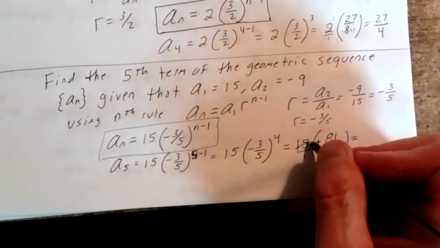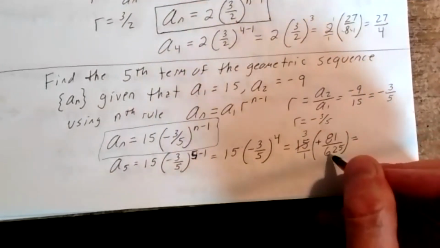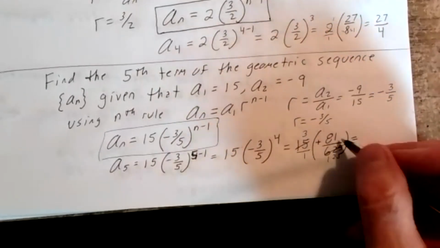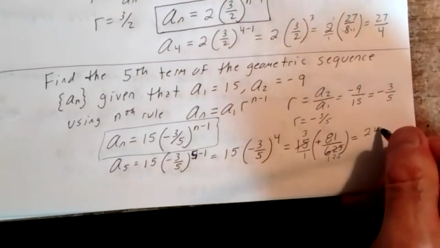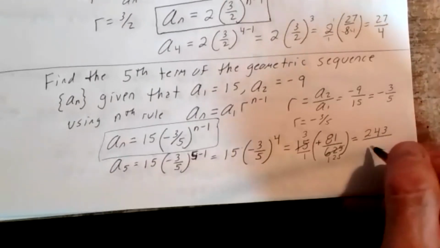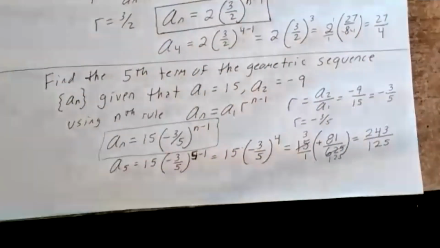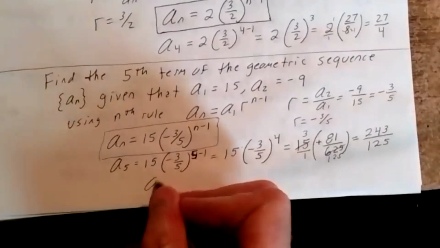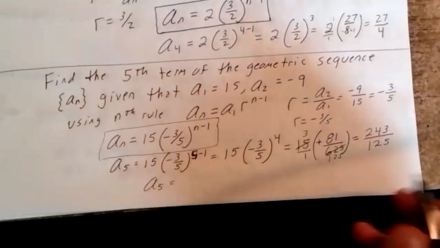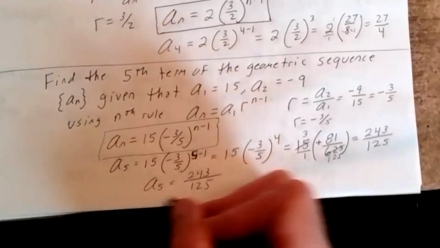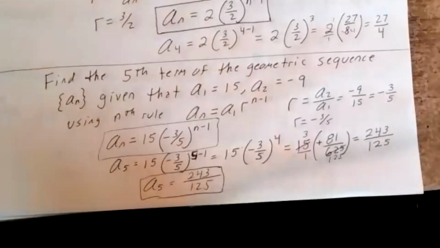Look, 5 will go into 15 3 times. 5 goes into 625 125 times. 3 times 81 is 243. So my fifth term is going to be 243 over 125. I'm going to leave it like that. Just leave it as a reduced fraction. So my fifth term of this geometric sequence is 243 over 125. We're done with that problem. Okay.